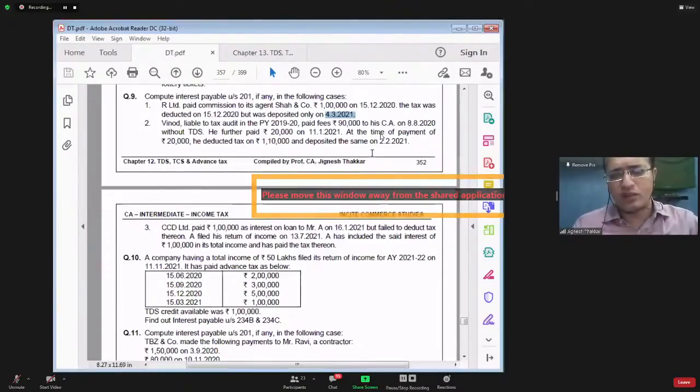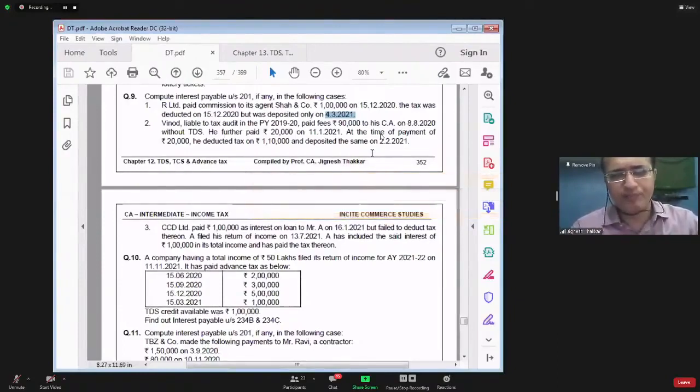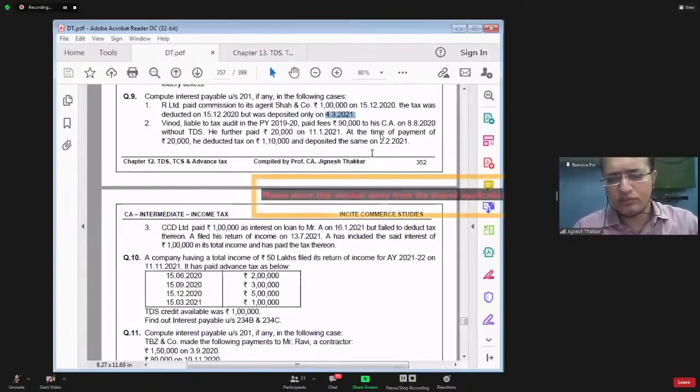From 16 December to 15 January, 15 February, 15 March. It is 3 months. January, February, March, 3 months, not 4 months. You don't have to count the number of months based on the calendar months. You have to count date from date.